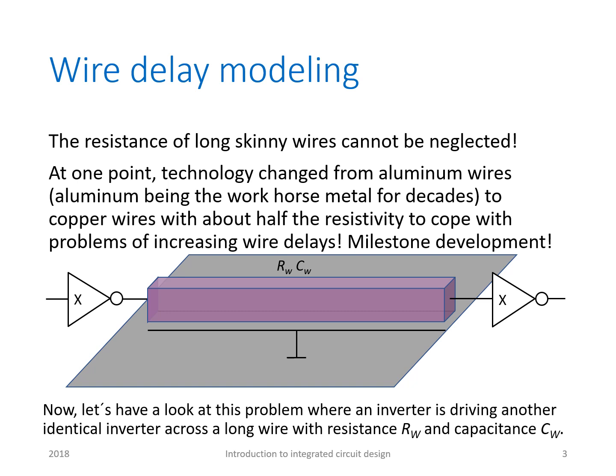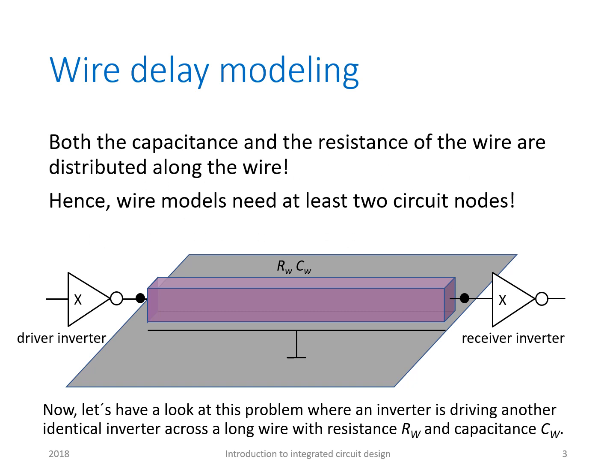Now let's have a look at this problem, where an inverter is driving an identical inverter across a long skinny wire with resistance Rw and capacitance Cw. Both the capacitance and the resistance of the wire are distributed along the wire. Hence wire models need at least two circuit nodes.